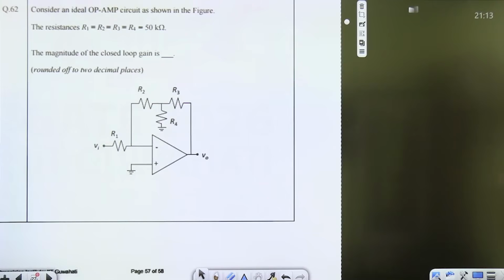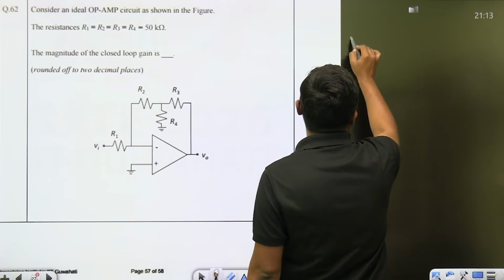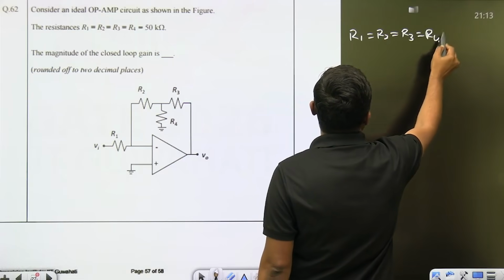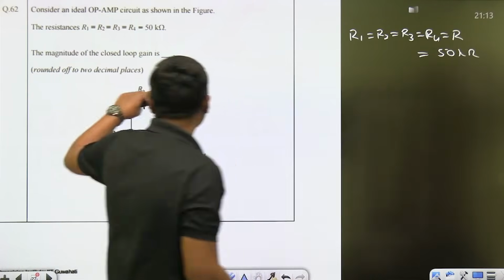Consider an ideal op-amp circuit as shown in the figure. Resistances R1, R2, R3, R4, all the resistors are equal. यार जब भी ऐसा देना R1, R2, R3, R4, तो R1 is equal to R2 is equal to R3 is equal to R4 is equal to what? 50 kilo ohm. All are equal.